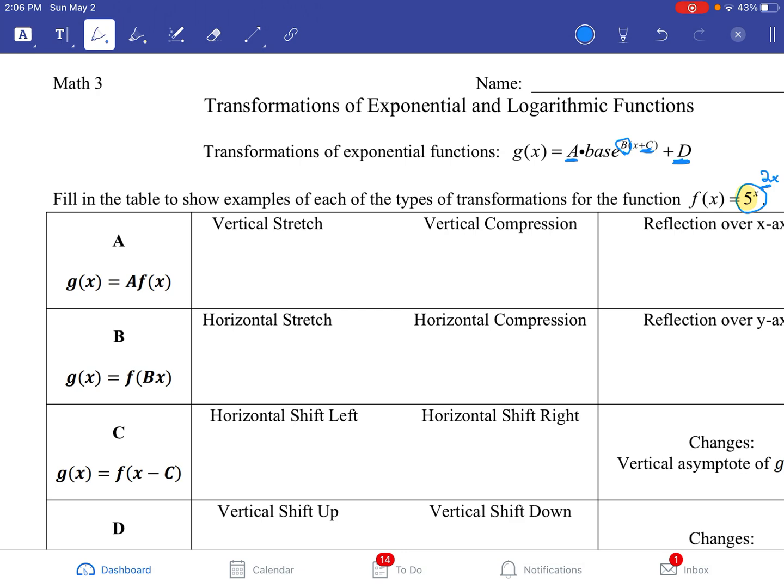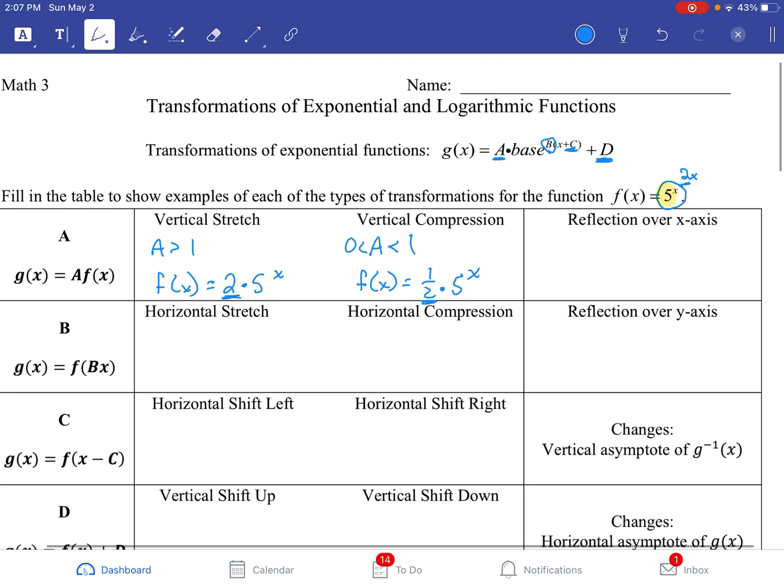So for your vertical stretch, if your a value is greater than 1, you're going to have a vertical stretch. An example would be f(x) = 2 times 5^x. This 2 would be your vertical stretch. For your vertical compression, your a value is going to be greater than 0 and less than 1. An example of that would be f(x) = 1/2 times 5^x. This 1/2 would make it a vertical compression.